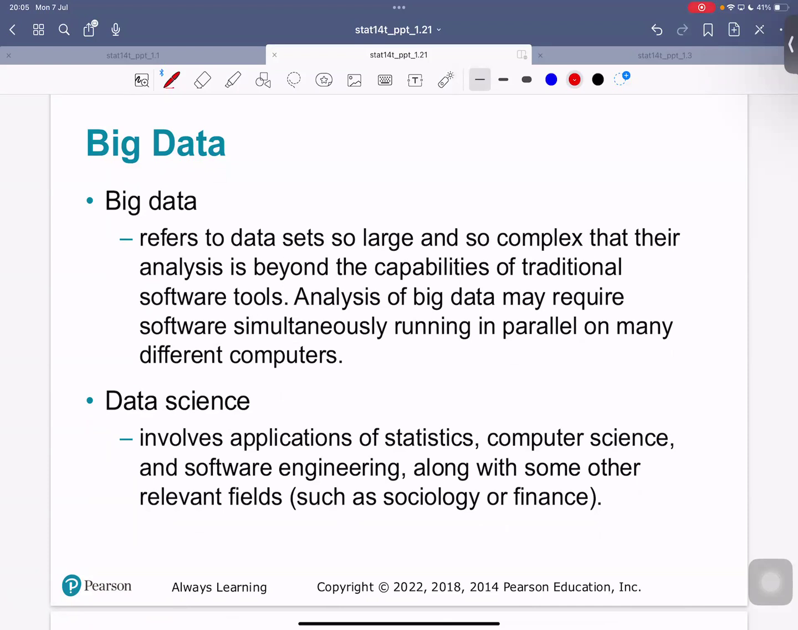Big data refers to data sets so large and so complex that their analysis is beyond the capabilities of traditional software tools. Analysis of big data may require software simultaneously running in parallel on many different computers. For example, can you give me an example of big data in real life applications?